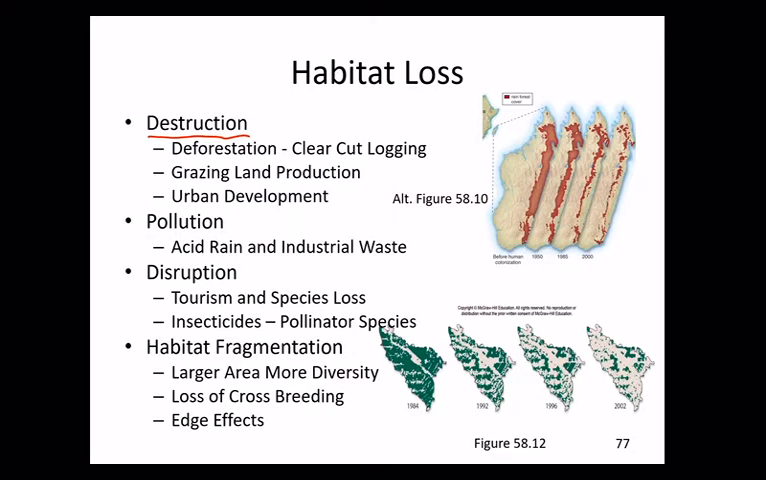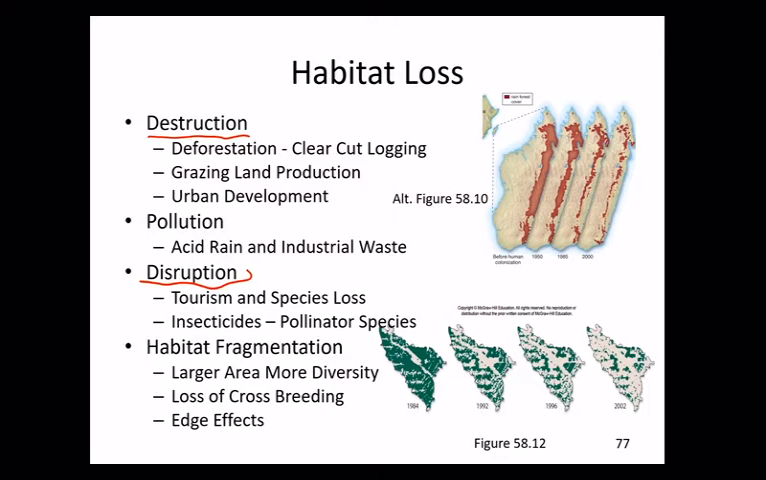Urban development, growth of towns, growth of cities has removed a lot of that. Pollution, okay, we talked about the acid rain already, but other forms of industrial pollution have led to dramatic loss of habitat that normally would have been used by organisms living in that area.